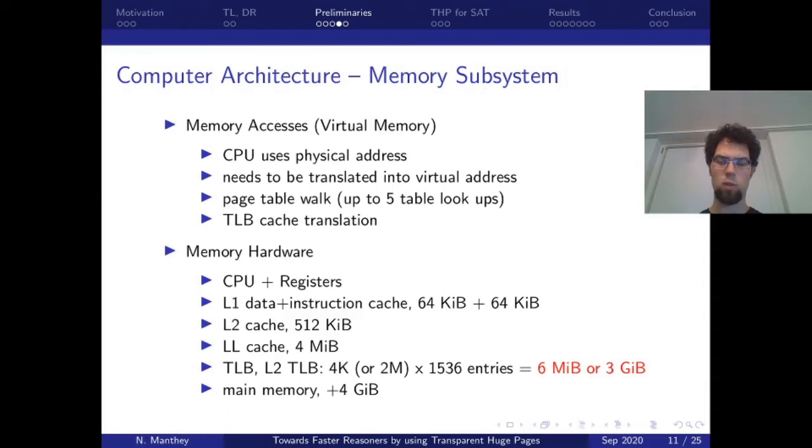And the level 2 TLB has 1500 entries, which can cover 6 megabytes for the 4K pages, or it can cover 3 gigabytes of cached translations. And this is the major difference this work is going to target. And then there's main memory, which is more than 4 gigabytes nowadays, given that memory is pretty cheap.